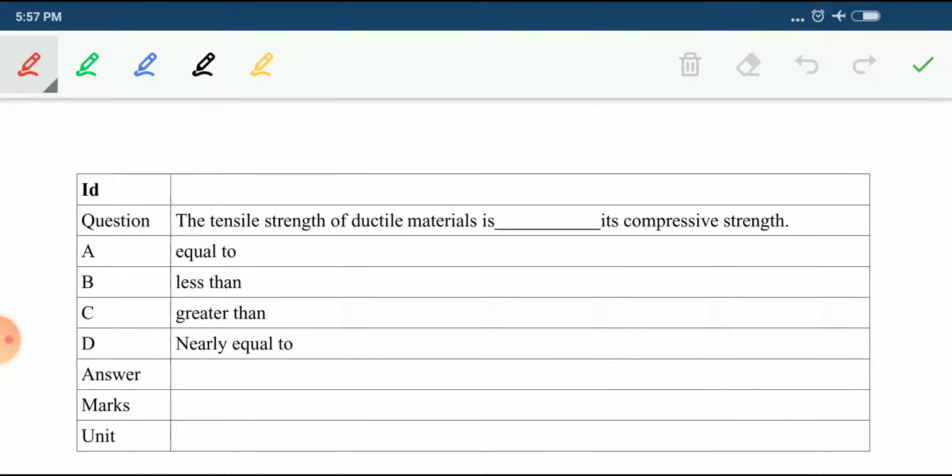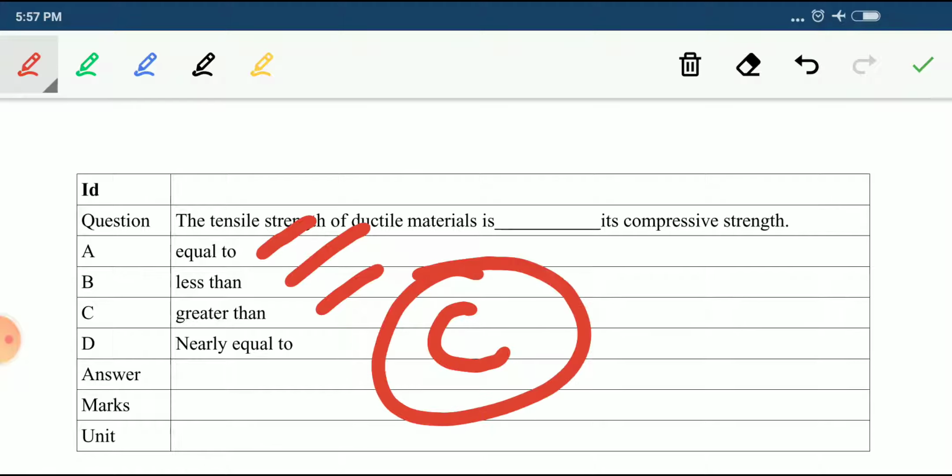The tensile strength of ductile material is to its compressive strength. Tensile strength what? Definitely it will be higher. Equal to? No. Less? No. Greater than? Nearly equal? Okay, so what is the answer? The answer will be C, that is greater than its compressive strength.